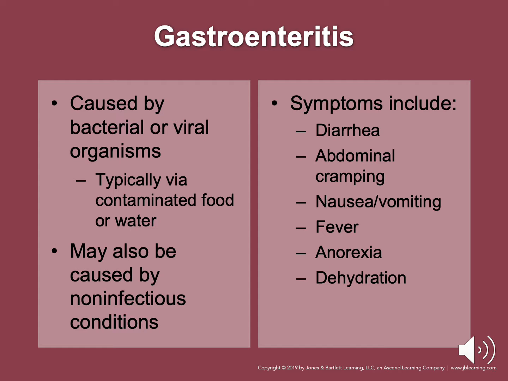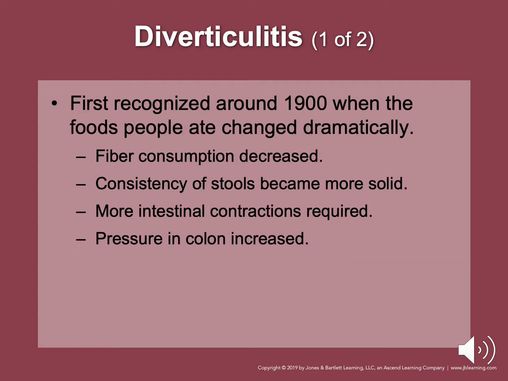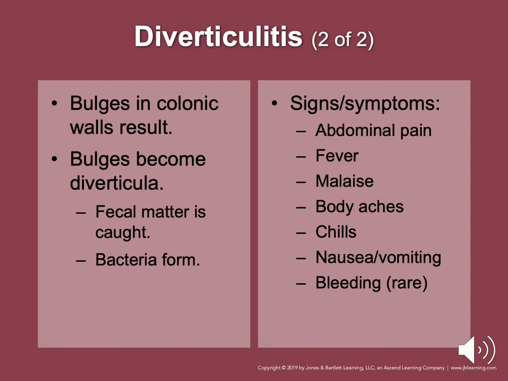Diverticulitis was first recognized in the 1900s when the foods people ate changed dramatically. As the amount of fiber consumed decreases, the consistency of stools became more solid, requiring more intestinal contractions, increasing pressure in the colon. Bulges in the colonic walls result from increased intestinal contractions, eventually turning into passages called diverticula.